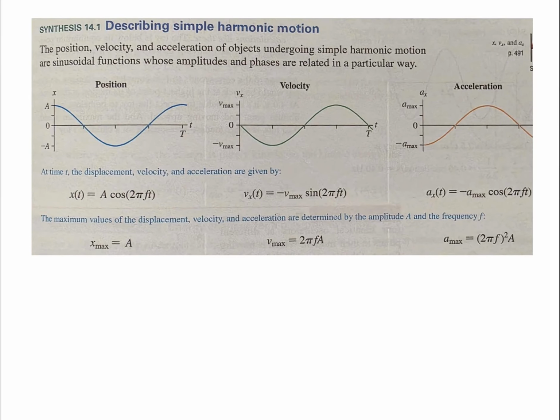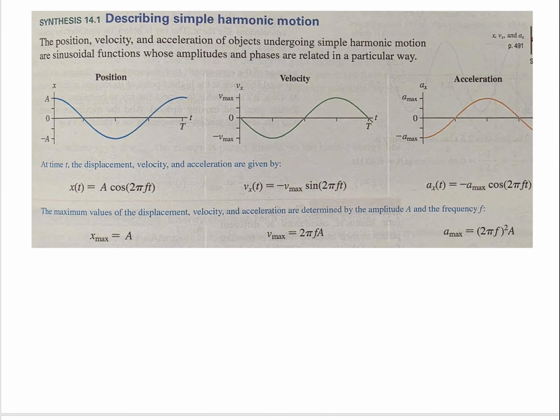Okay, so the position, velocity, and acceleration of objects undergoing simple harmonic motion are sinusoidal, as we know, whose amplitudes and phases are related in a particular way, based on basically exactly what I was just talking about. For the position, we have this equation. For the velocity, we have this equation. For the acceleration, we have this equation.